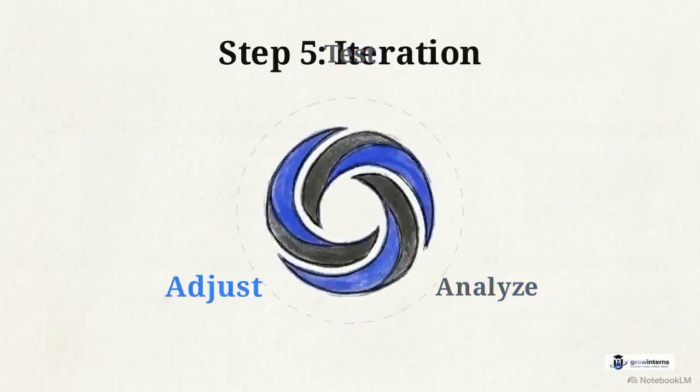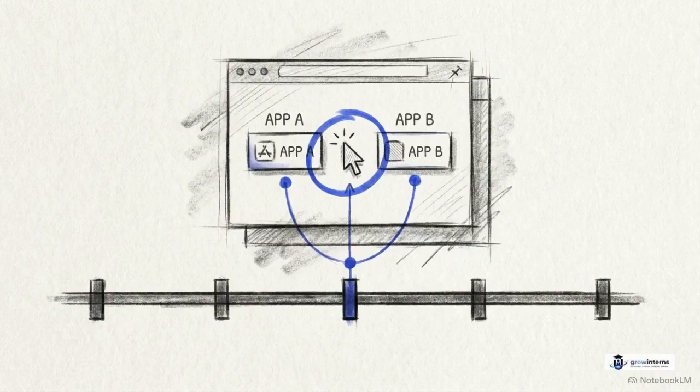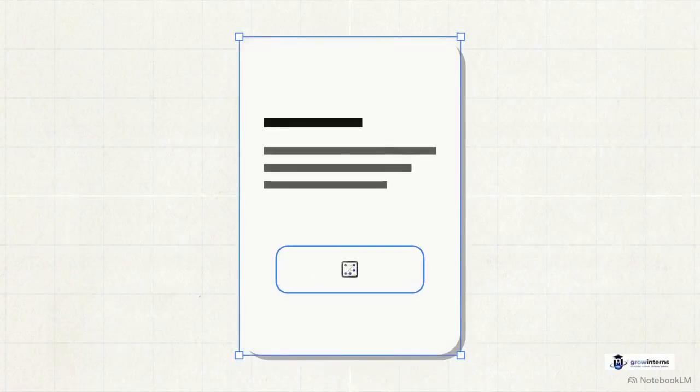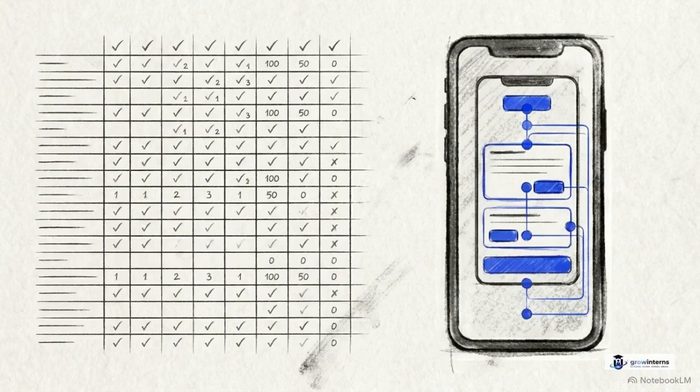Step 5 is iteration. We use the test results to immediately improve the prototype. Review the session and identify the exact moment the user hesitated or clicked the wrong element while trying to finish the task. Go back to your Figma canvas and adjust the button sizes, the spacing, or the text hierarchy to remove that specific point of confusion.